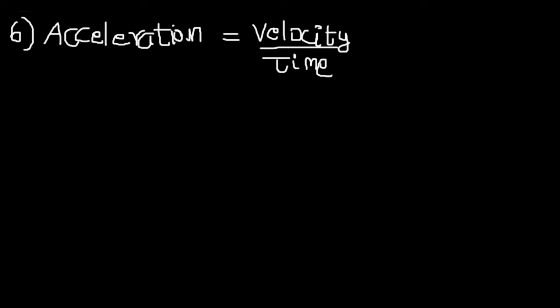The next derived physical quantity is acceleration. Acceleration is nothing but velocity by time. The dimensional formula of velocity, as we saw earlier, is L T power minus 1, divided by the dimensional formula of time, which is T. As a result of simple math, as the T goes upwards, it becomes minus 1. Minus 1 minus 1 is minus 2. So this implies the acceleration dimensional formula is L T power minus 2.